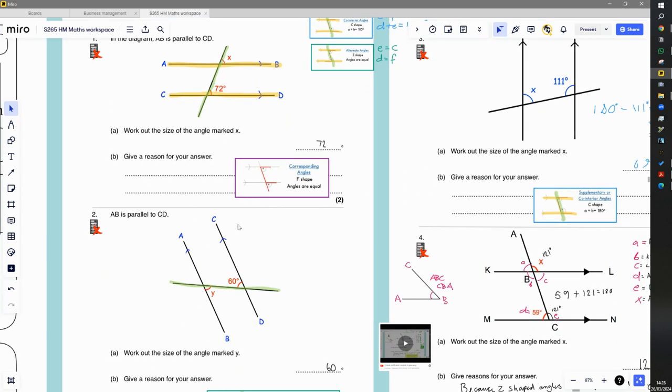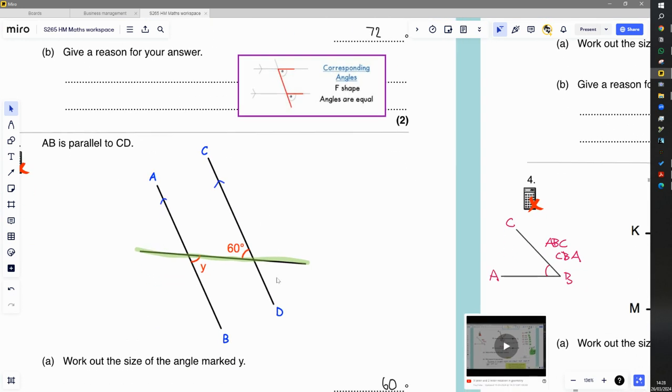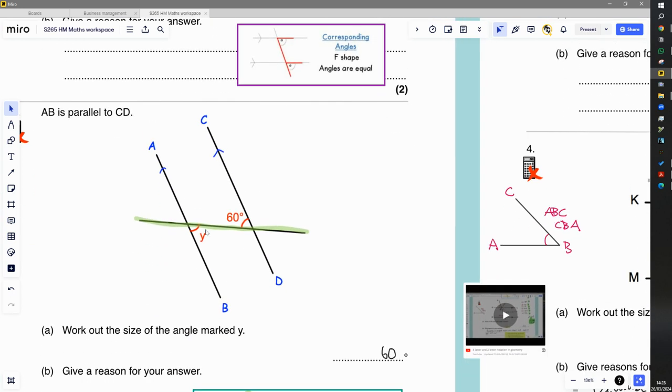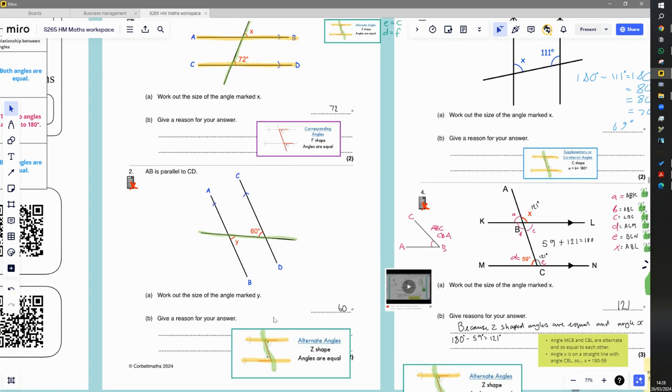I'm just going to quickly fly through some of these other ones. Y is also 60 because it's an alternate angle. So what's the reason? They often ask you what the reason is.